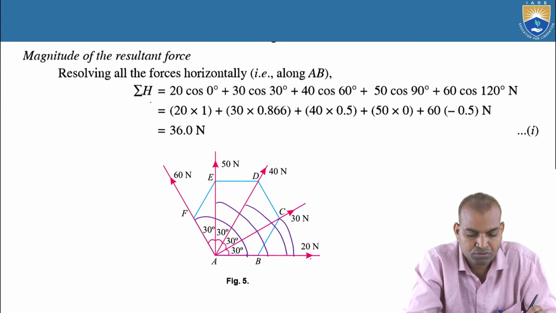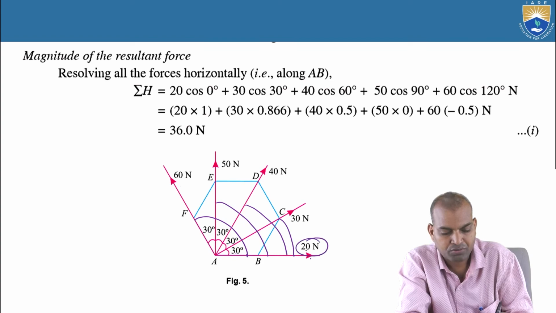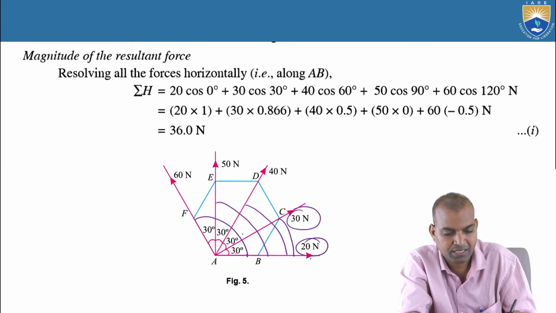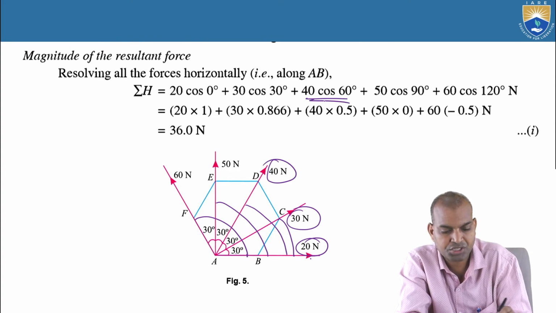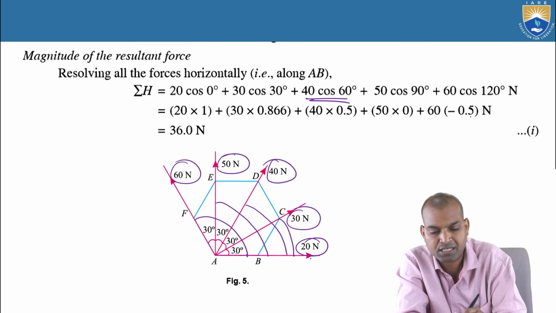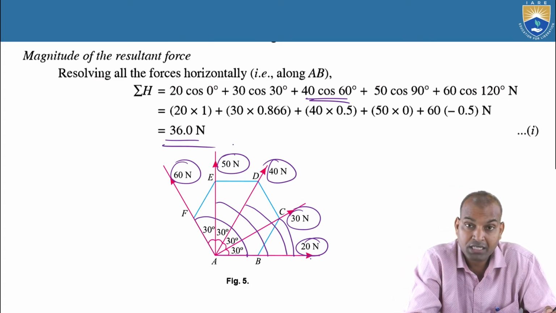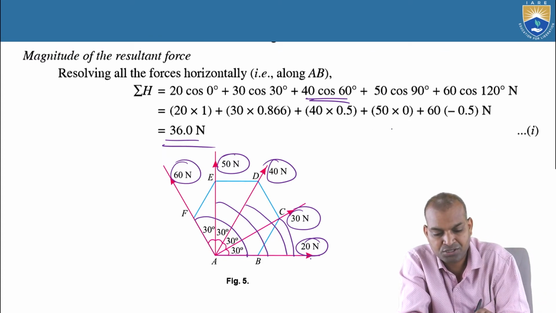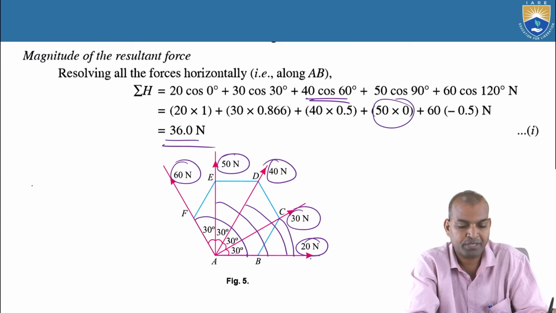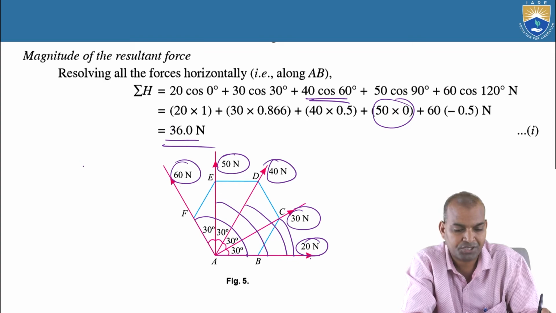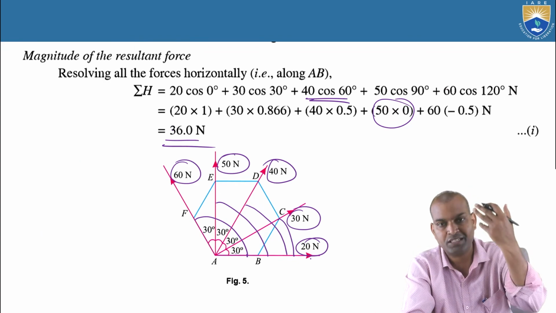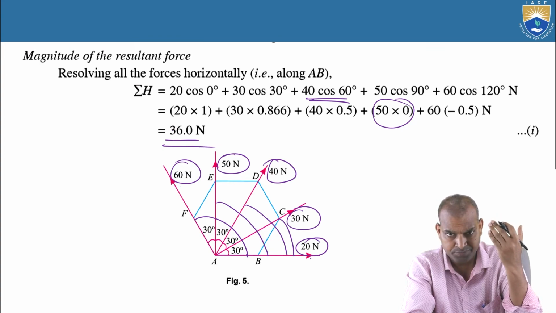Sigma h equals 20 cos 0 degrees plus 30 cos 30 plus 40 cos 60 plus 50 cos 90 plus 60 cos 120. Then cos 0 equals 1 and cos 90 equals 0. That's why the horizontal component of the 50 becomes 0. That is sigma h. And for sigma v, make all positive along the vertical axis, all positive vertical terms.